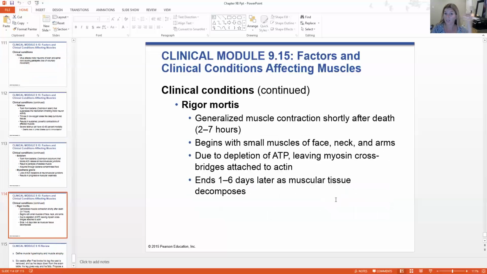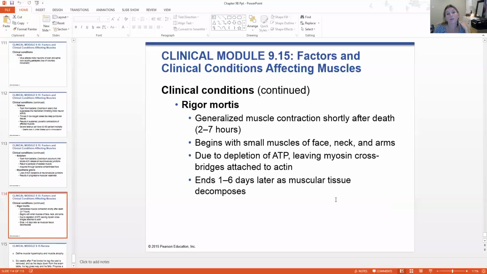Rigor mortis is a clinical condition, although you're probably familiar with that already. This is when a generalized muscle contraction occurs a couple hours after death. Think about the role of ATP in muscle contraction. You need ATP to remove the myosin head from the cross bridge. So once your body stops metabolizing, once your ATP reserves are used up, those myosin heads can still be attached to the actin, which means your muscle is contracted, but there's no ATP to release it if your body's not metabolizing anymore. So that's what rigor mortis is.